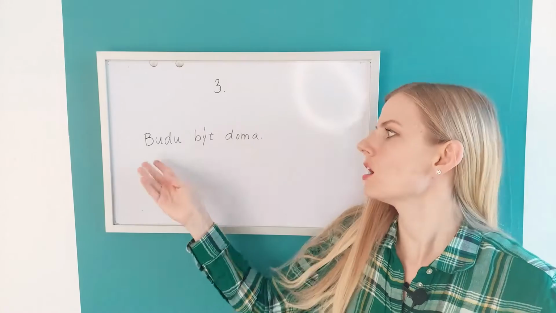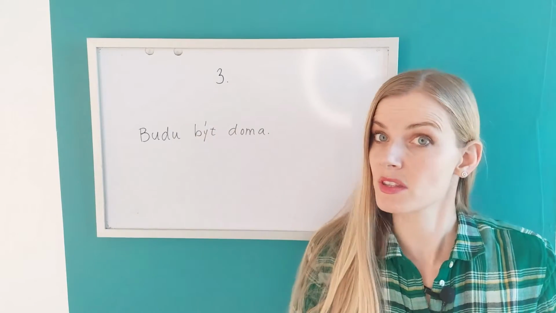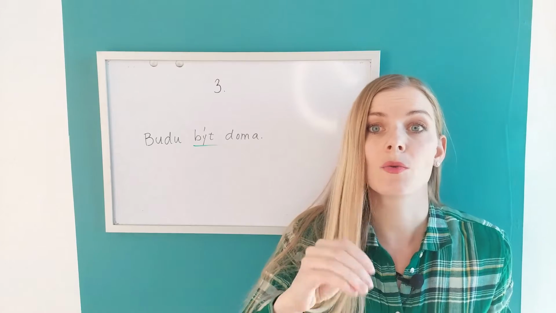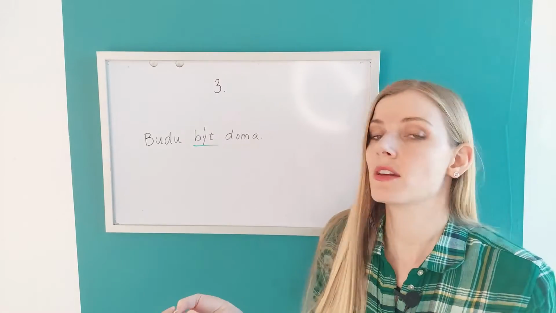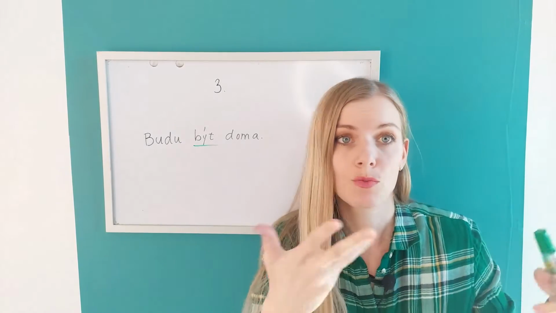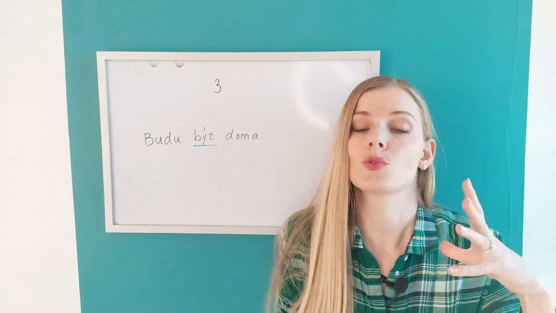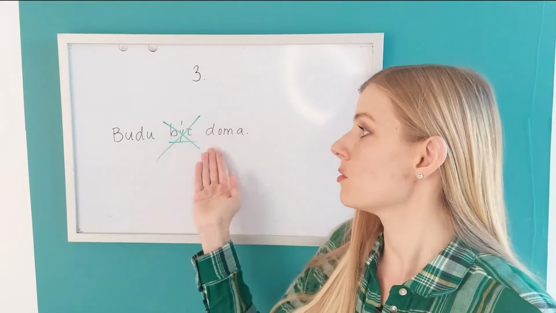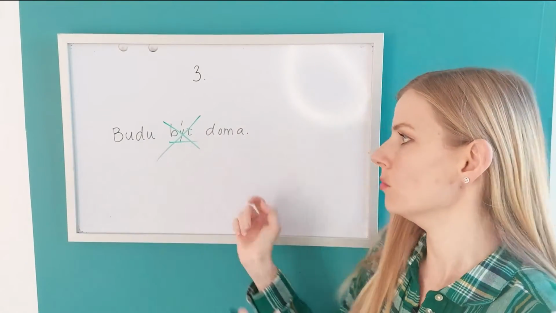Budu být doma. I will be home. What's wrong with that? This. In Czech, when you want to translate I will be or will be for any other pronoun, you only use budu. Because budu or budeš, bude, etc. already means to be in the future. So this verb cannot be here. Budu doma, I'll be home.